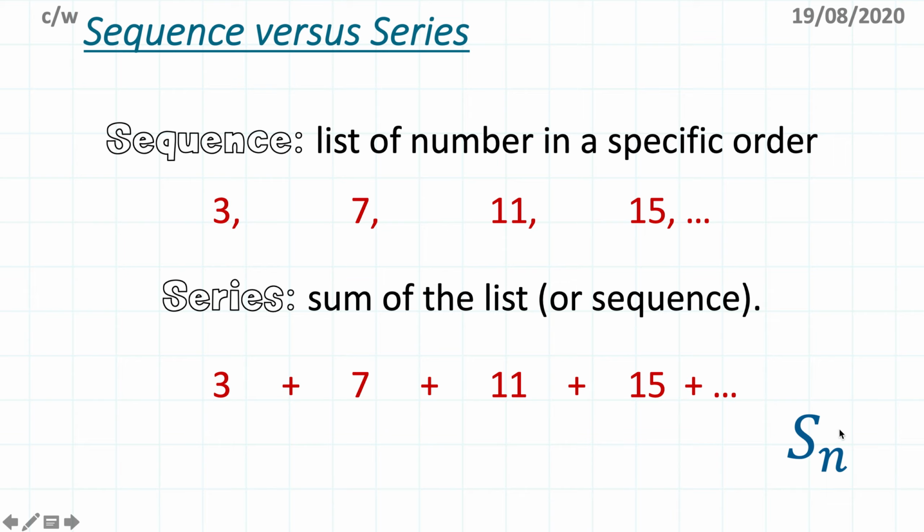We sometimes use Sn to denote the sum of the series. This is not the sigma notation, but it is the notation we use for the sum as well, for a series more specifically. So if I'm adding, for example, 13 terms, in this case my n is equal to 13, so I can say the sum of 13 terms is such and such.